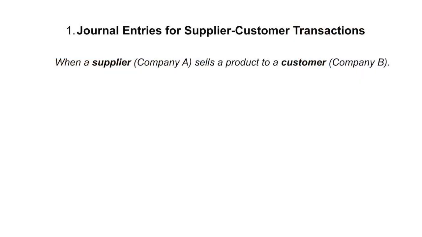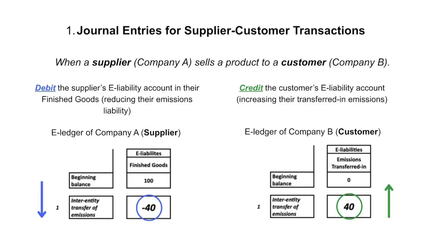And as you'll see, when you do it in that direction, it becomes extremely simple. So the first journal entry is when a supplier sells a product with emissions that are already recorded to that product, in a process that you'll subsequently see, to a customer. And the journal entry is very simple. You debit the e-liability account of the supplier, and you credit the e-liability account for the customer. So as with typical accounting journal entries, you have a debit and a credit.